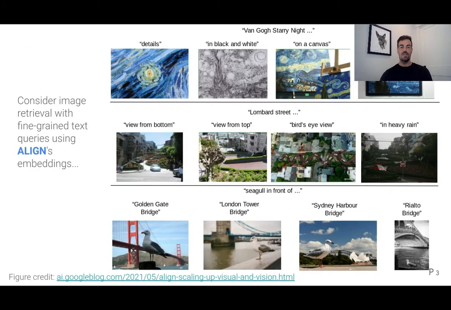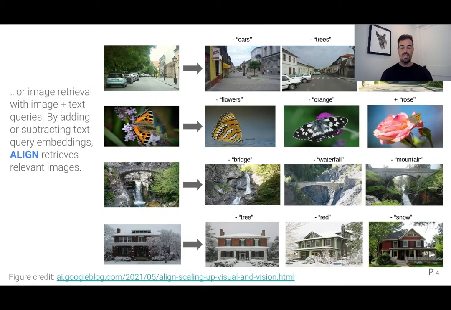If we look, for example, at an image retrieval task using text and image embeddings from the Align model, we can see that the model clearly distinguishes between very fine-grained concepts such as a Van Gogh Starry Night details versus a Van Gogh Starry Night in black and white or on a canvas or in a dark wood frame, which is very impressive.